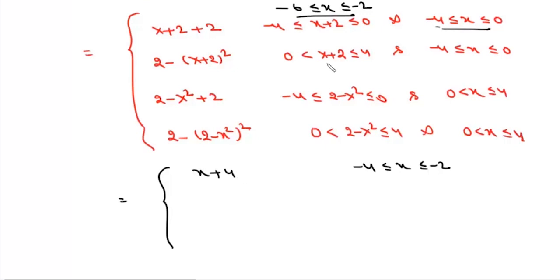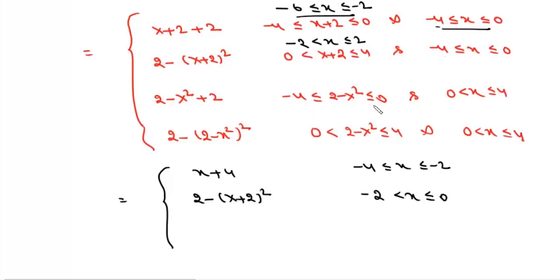Now for the second one, it will be -2 ≤ x ≤ 2, and here it is from -4 to 0. So the common part between the two is from -2 to 0. So the next one is from -2 to 0, and here this definition is 2 - (x + 2)².